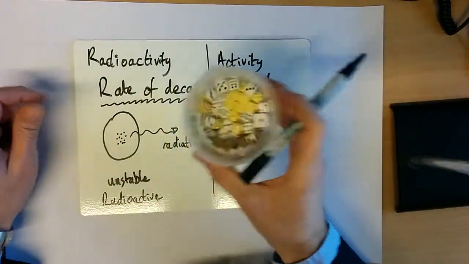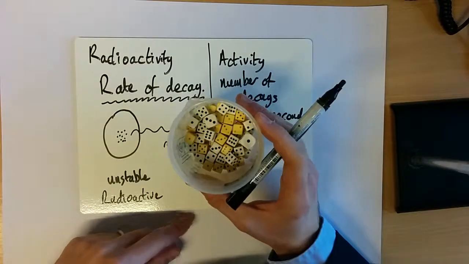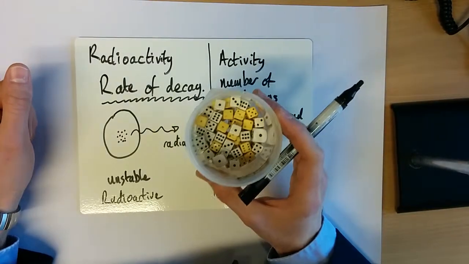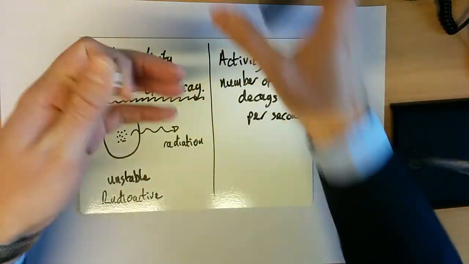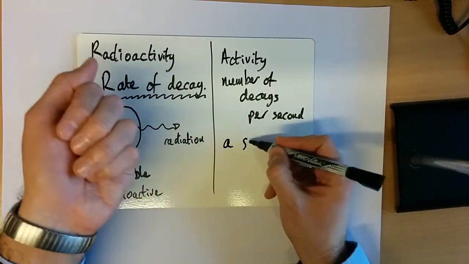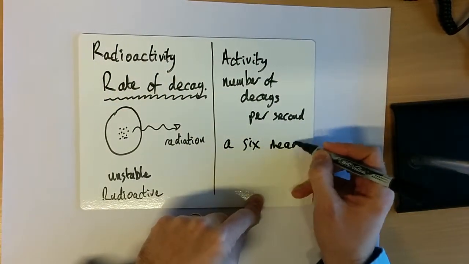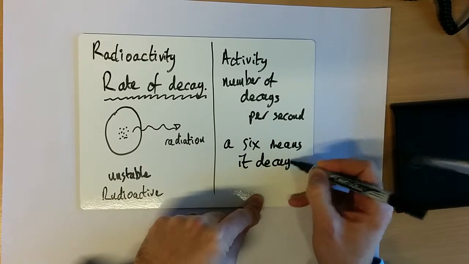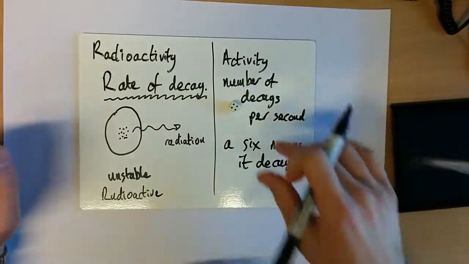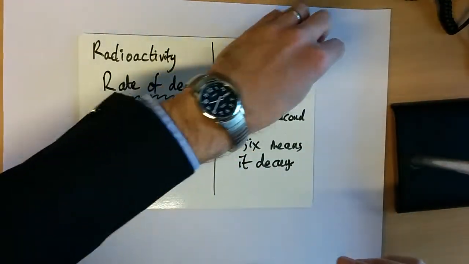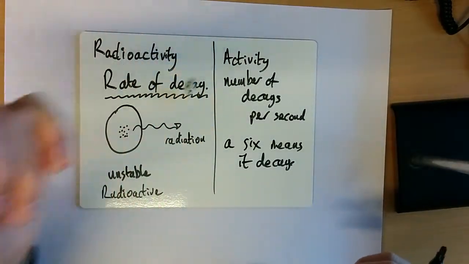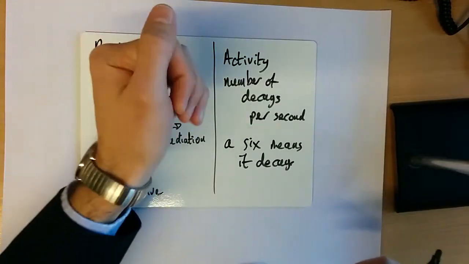So I want us to imagine that I've got lots of dice, and each of these dice is one nucleus. If I take one of these dice and roll it, if it is a 6, it means it decays. If I roll it and we've got a 4, this has not decayed. I roll it again, I get a 3, it's not decayed. Again a 3, not decayed. If I keep rolling this, eventually I will get a 6.